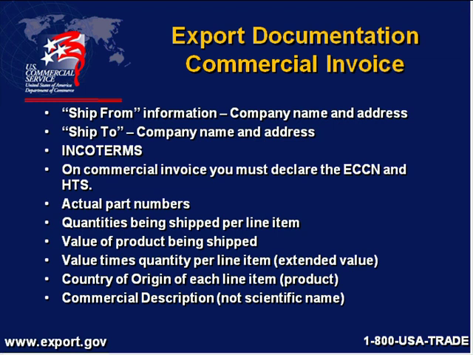And then on the commercial invoice, you must declare the ECCN and HTS code. And again, that could be ECCN and Schedule B. And that can be your origin HTS and your destination HTS, depending on your company's decision, how they'd like to manage that. Also, actual part numbers, quantities that are being shipped per line item, value of your products being shipped, value times quantity per line item, and then the extended value, the country of origin of each line item. And keep in mind that when you're declaring country of origin, just because you sourced it possibly in the U.S. does not mean that's where the country of origin is, and your product may have more than one country of origin, and that needs to be addressed also.